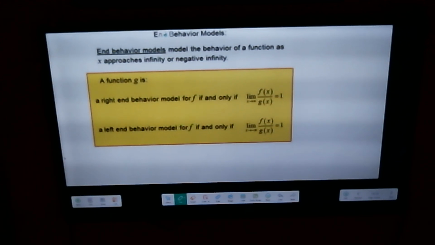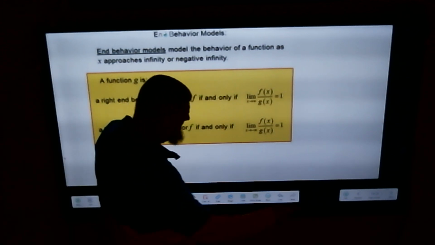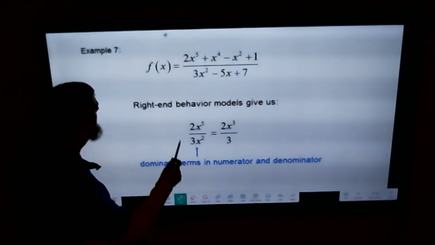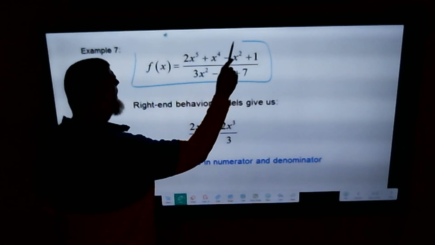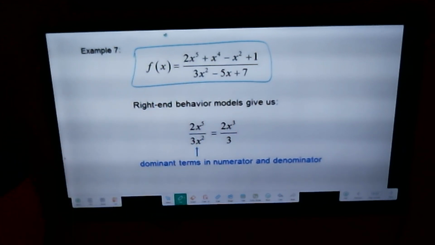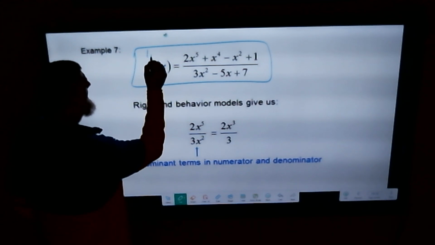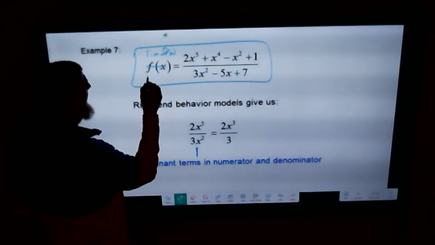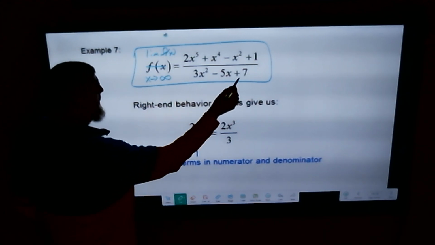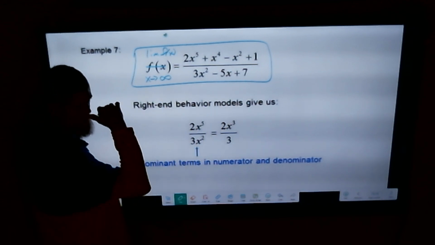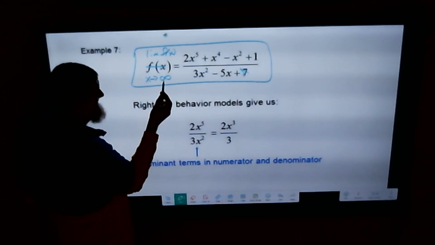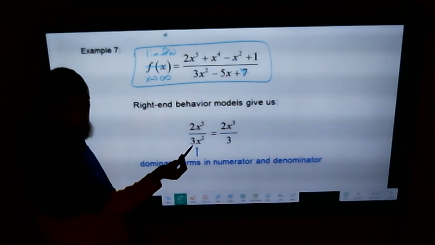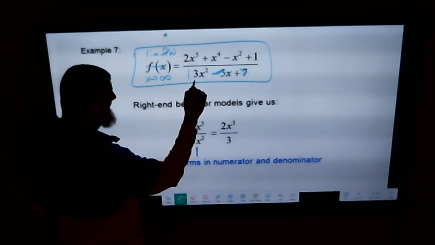All it simply does is, don't write this down, but if I give you something like this function, and I asked last year, what's the end behavior model? It's the same as the limit to infinity. It's the same as the horizontal asymptote. As x is getting bigger, is 7 really important? No. Honestly, as x is getting to infinity, is 5x really important? No. The only thing that's important is that lead term.